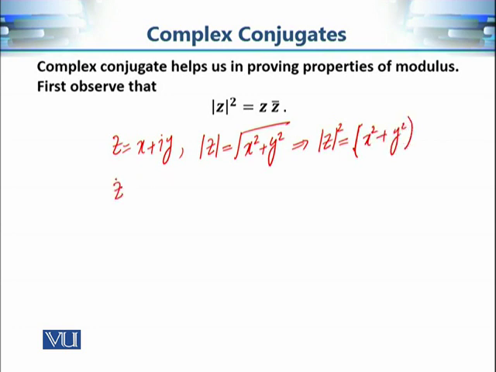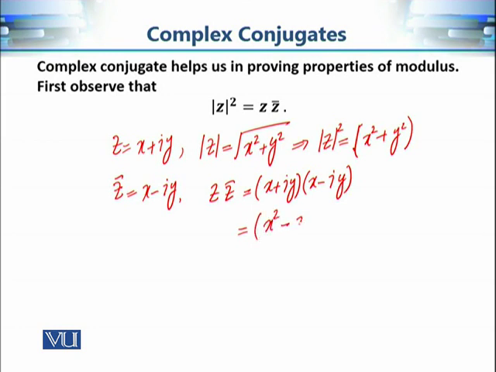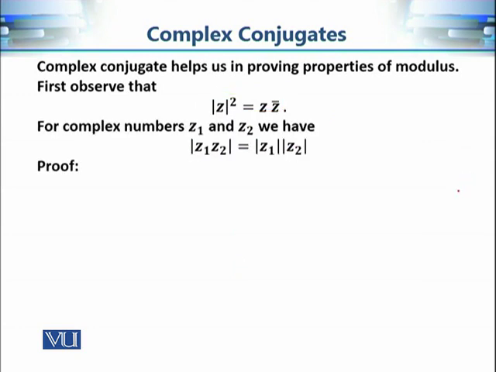Now we also know that the conjugate of z is x minus iota y, and if I multiply z and z conjugate, then it becomes x plus iota y multiplied with x minus iota y, and this becomes x square minus iota square y square, and since iota square is equal to minus 1, this becomes x square plus y square. So using this property, we can prove other properties of complex numbers.